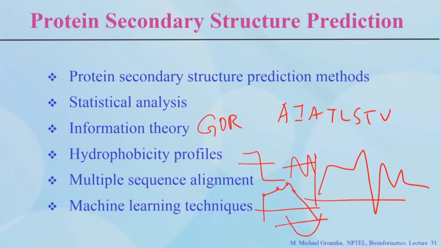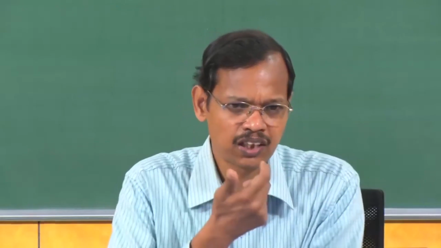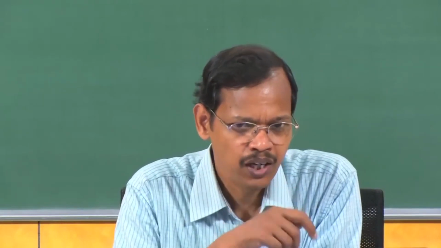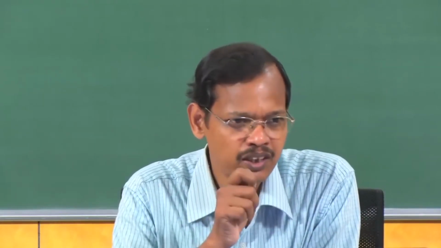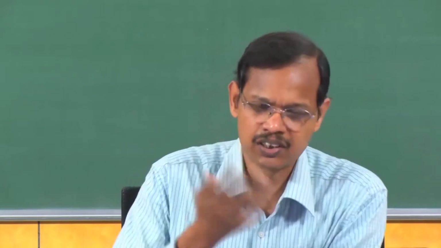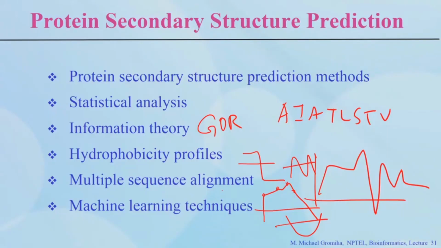Then we also use the weighted average, so you see the window length average of 8 residues or 4 residues, and see the peak, and then probably nucleate helix or strand, right. You can use various methods to get these profiles. Then multiple sequence alignment, how to get the secondary structure using multiple sequence alignment.